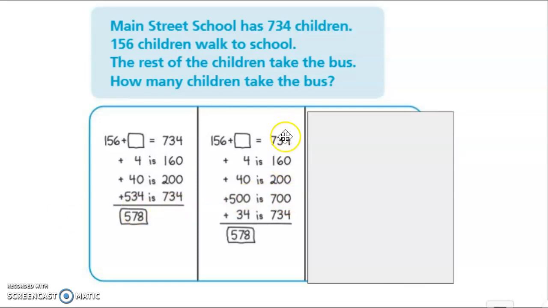Now, am I at 734 yet? Nope. So I need to add how many more children? 34. Okay, so I'm not done here when I get to my total. What do I need to do once I get to my total? Right, add these numbers up together.